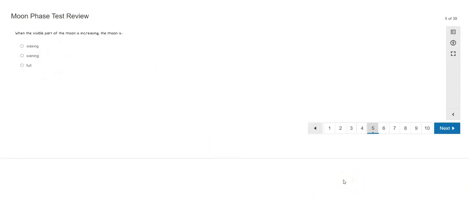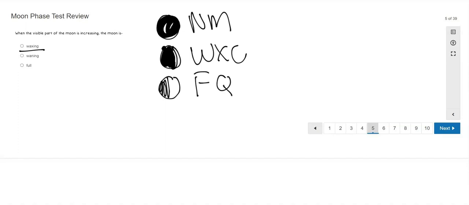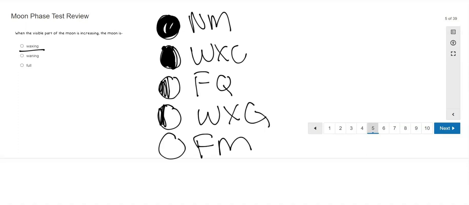Okay, our next one says when the visible part of the moon is increasing, we know that that is going to be our waxing phases. When we look at our moon phases again, we have new moon, waxing crescent, first quarter, waxing gibbous, full moon. So in each of these, the light is growing just a little bit more, so the visible part of the moon is increasing.